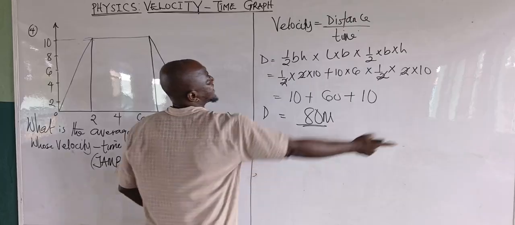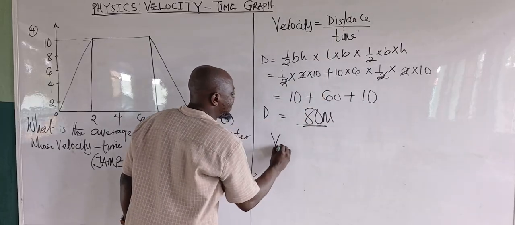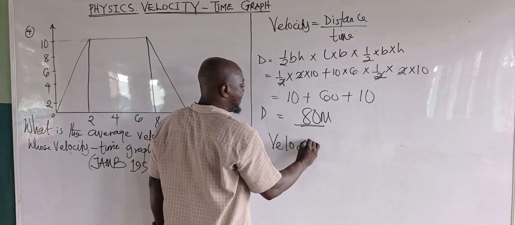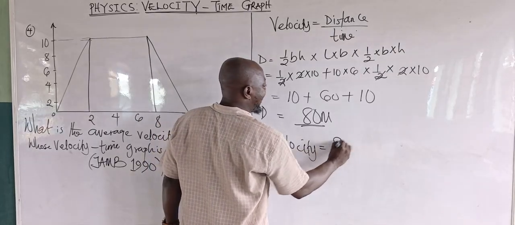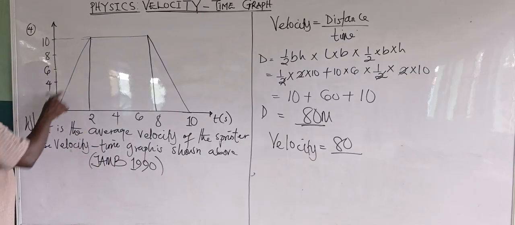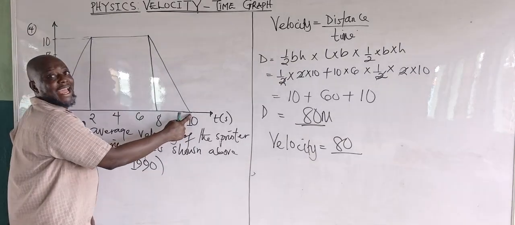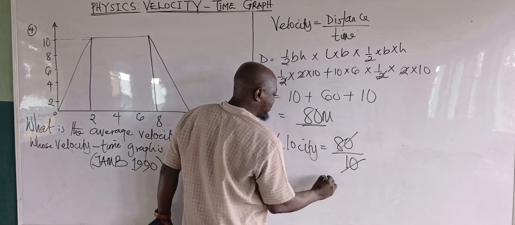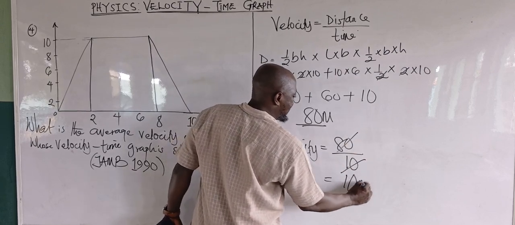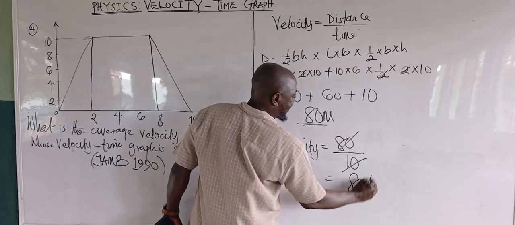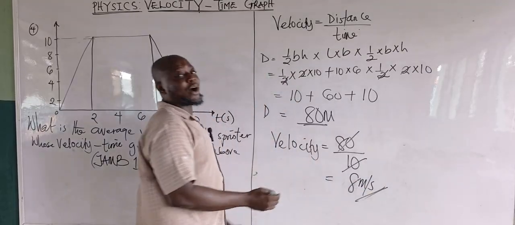Because we have gotten this now, we'll come back to this one. They said the average velocity. That's what we have to look for, velocity. So we say velocity here becomes what? 80, which is our distance, divided by the total time. The sprinter started from here and ended here. Where the sprinter ended is your total time. So my total time is 10. So when this cancels this, here becomes 8 meter per second. This is how you do this.